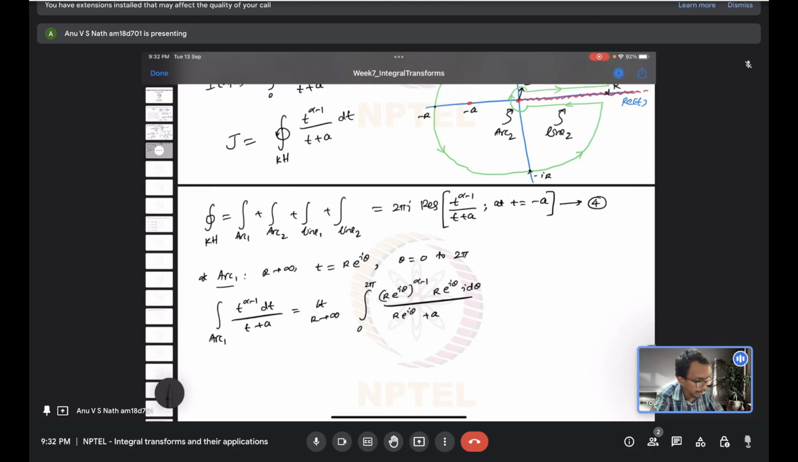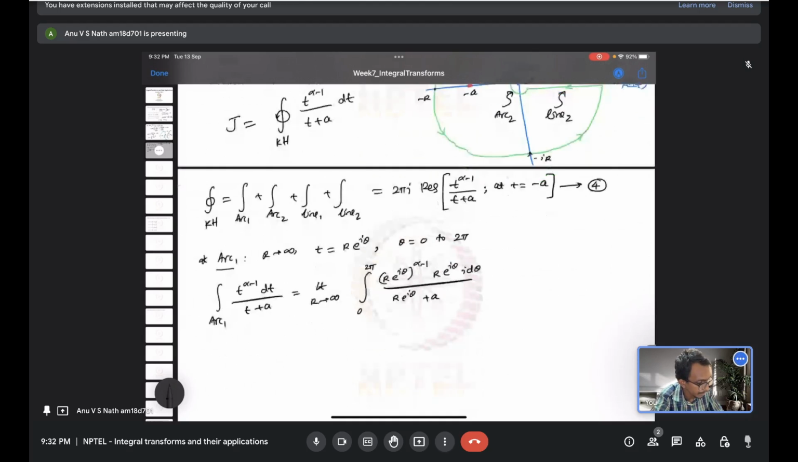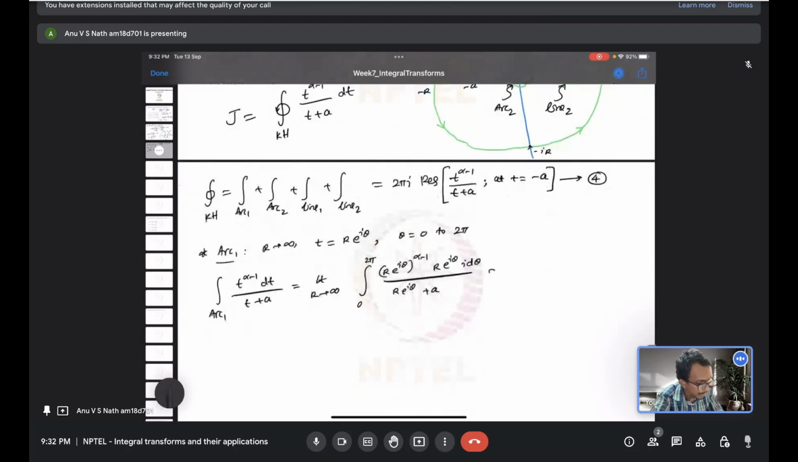Now, this I can simplify. See, in the limit of r tending to infinity, we have r e raised to i theta in the numerator and r e raised to i theta plus a in the denominator. a is not relevant when r is very large. In the limiting process, you can say the denominator is also r e raised to i theta for any finite value of a. So the r e raised to i theta in the numerator and denominator will cancel, and this integral will be, in the limit r tending to infinity, i is a constant which is taken outside, then r raised to alpha minus 1, which is also a constant taken outside, times the integral from 0 to 2 pi of e raised to i theta times alpha minus 1 d theta.